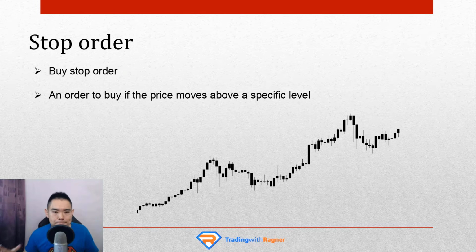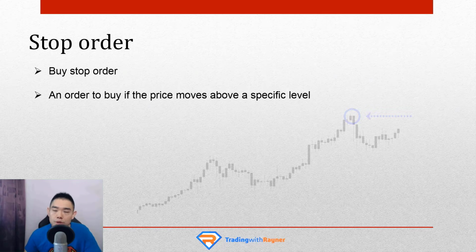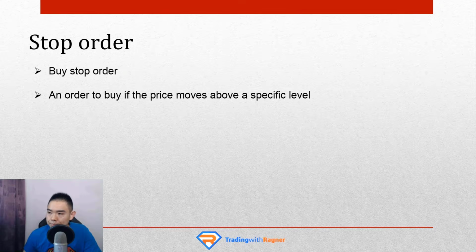And you tell yourself, I'm looking at this chart and it would make sense that I want to buy only if the price can break above this high. Because if it can break above this high, then there's a good chance that this market could continue higher. If it doesn't break above this high, I will not enter a trade. So what you can do is to use a buy stop order. So an example is this one here.